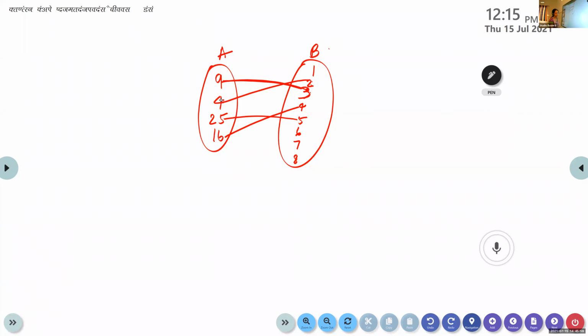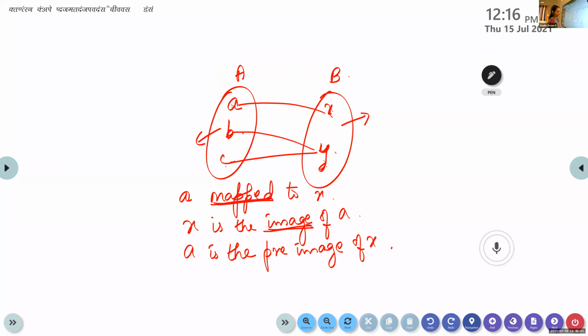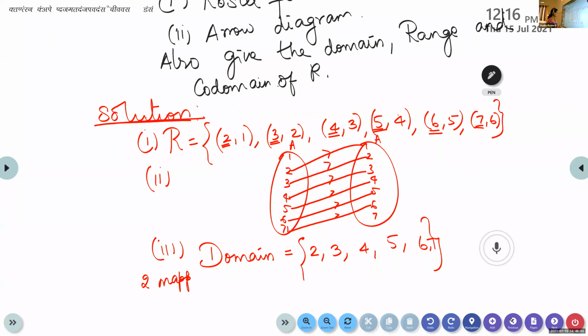Now look at the previous problem which we were solving. Domain means we select only those elements which have some image. Domain means we select the set of all elements which have some image from the arrow diagram or from the roster form. We will be taking the first element. So domain is the set of all first elements in the relation.